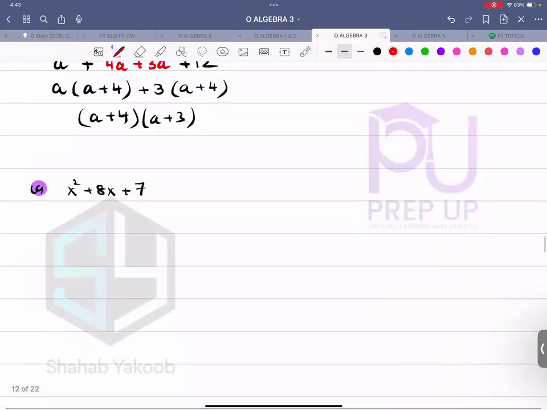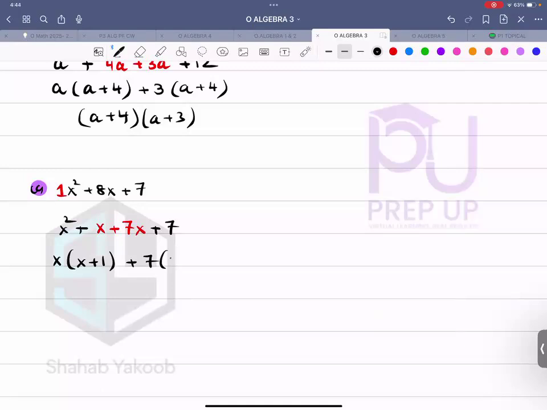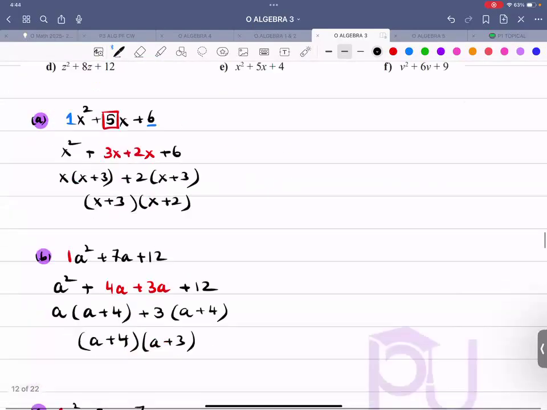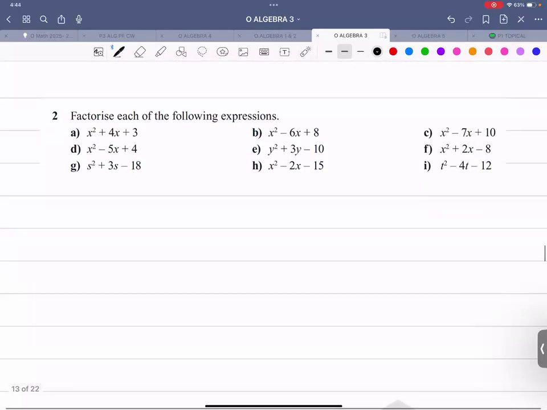Now over here, 1 into 7 is 7. Break the middle term, that is x plus 7x. And then there is a 7 over here. There is an x square over here, x plus 1 plus 7, x plus 1. So therefore, this is x plus 1, x plus 7. All good, all clear. They were all with positive sign.